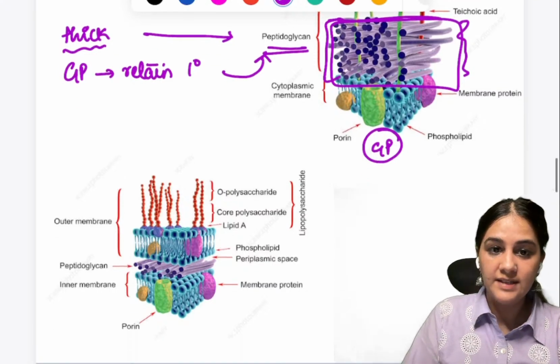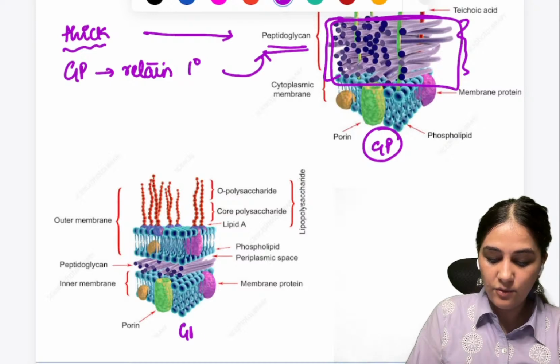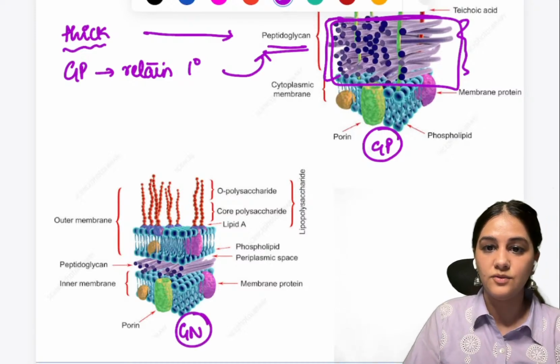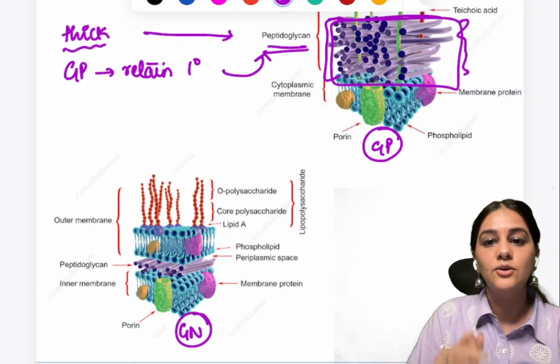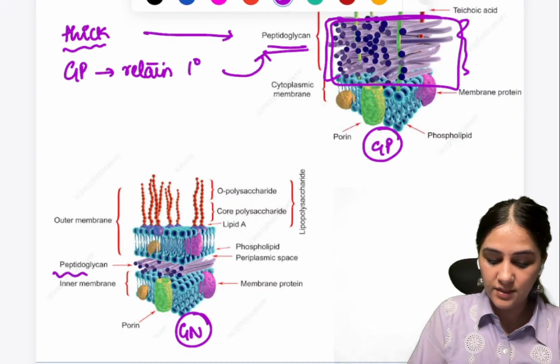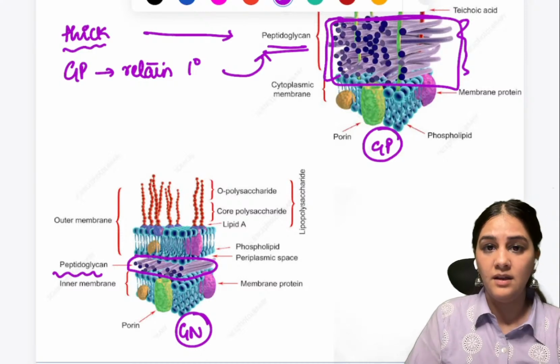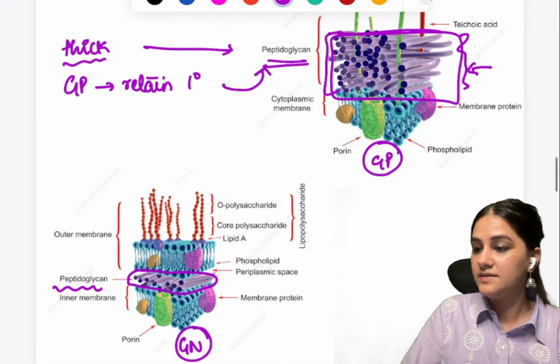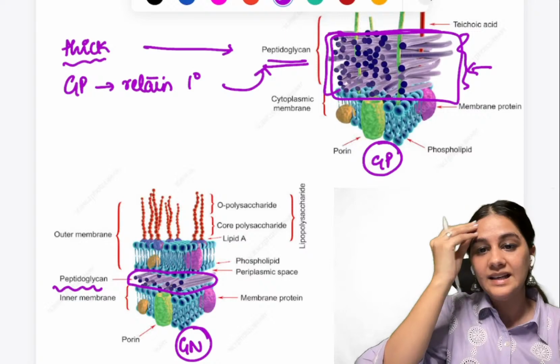Right? Now let's see this structure. What is this? This is a cell wall of a gram negative organism. So what is different here? Look at the peptidoglycan here. Can you see it's so thin in comparison to this gram positive cell wall? This peptidoglycan layer is so thin.